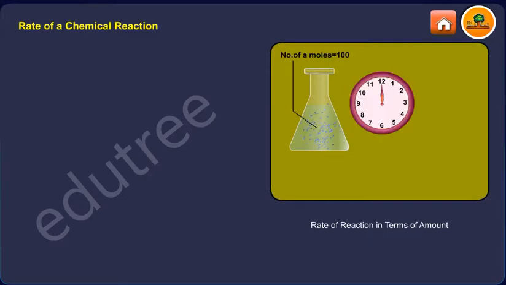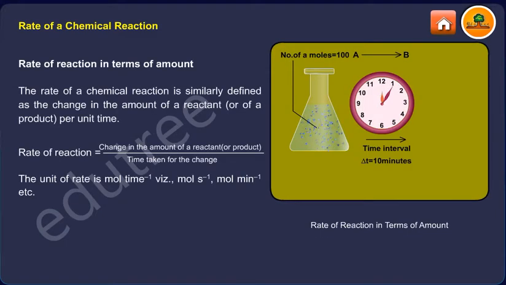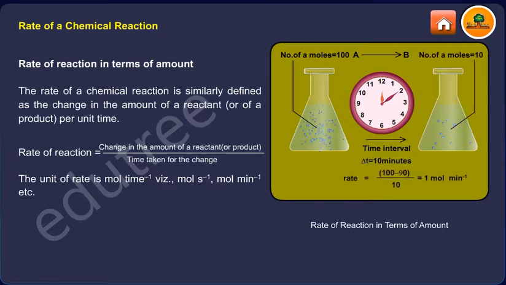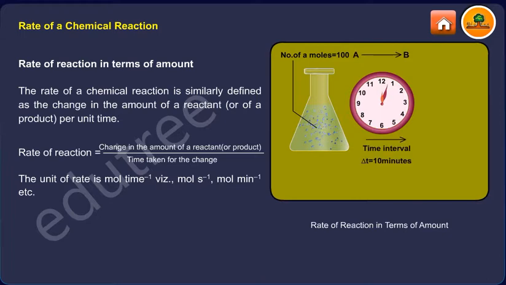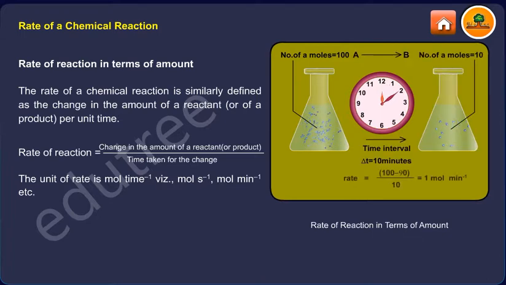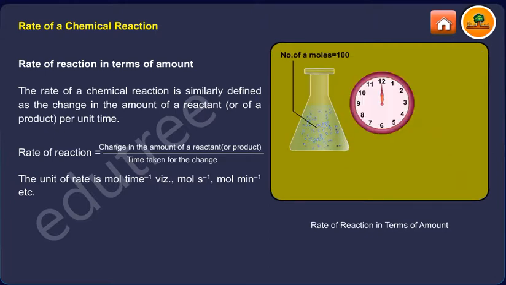Rate of a chemical reaction. Rate of reaction in terms of amount. The rate of a chemical reaction is similarly defined as the change in the amount of a reactant per unit time. Rate of reaction is equal to change in the amount of a reactant or product upon time taken for the change. The unit of rate is mole inverse time, namely mole per second, mole per minute, etc.